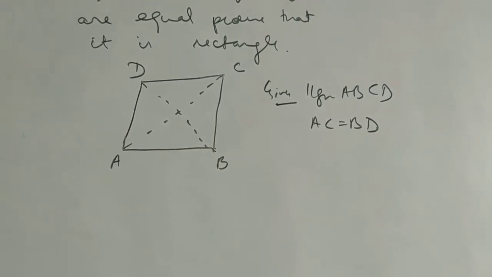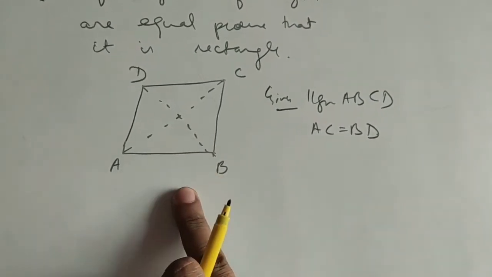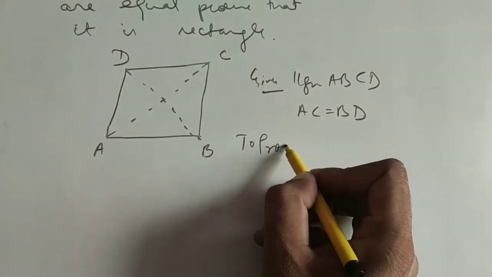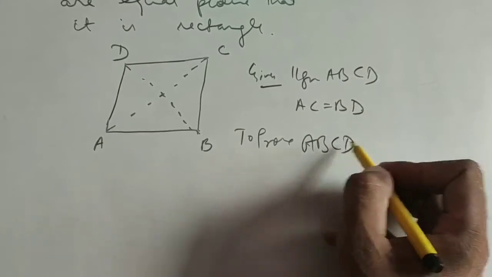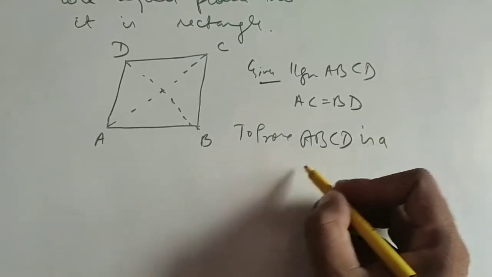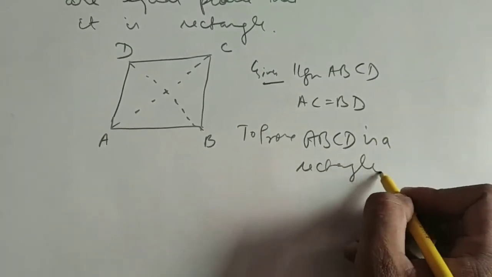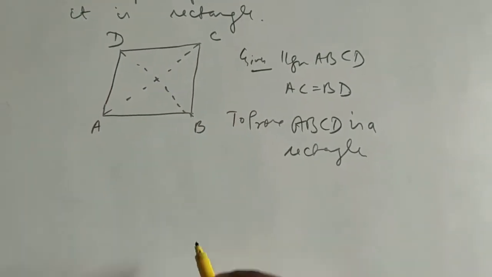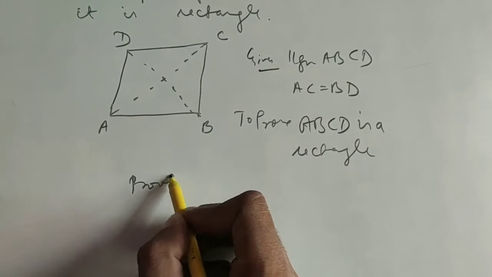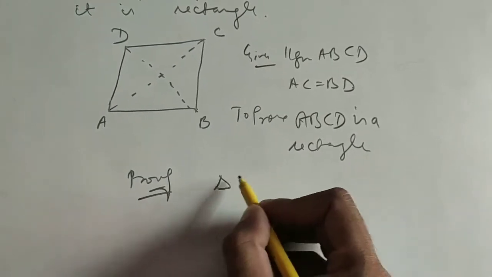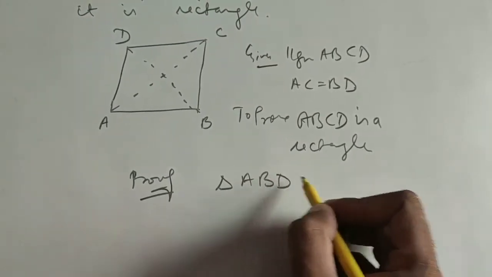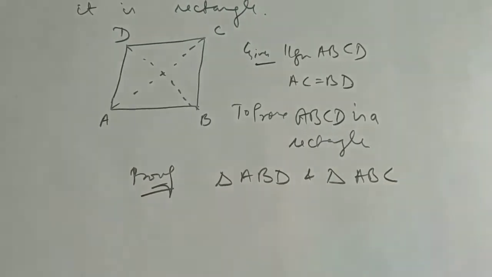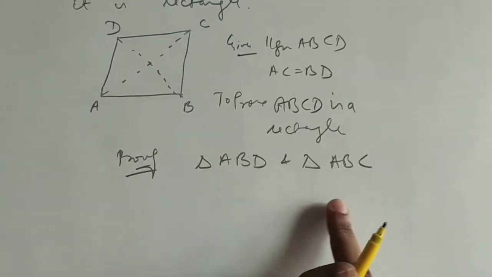So now what we need to prove is that this is a rectangle. To prove ABCD is a rectangle, we need to prove that vertex angles are 90 degrees. Okay, so for that, we will prove that triangle ABD and triangle ABC are congruent.